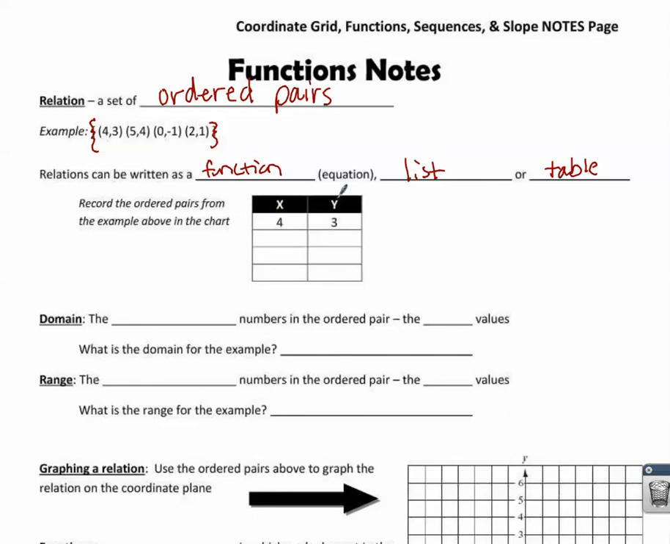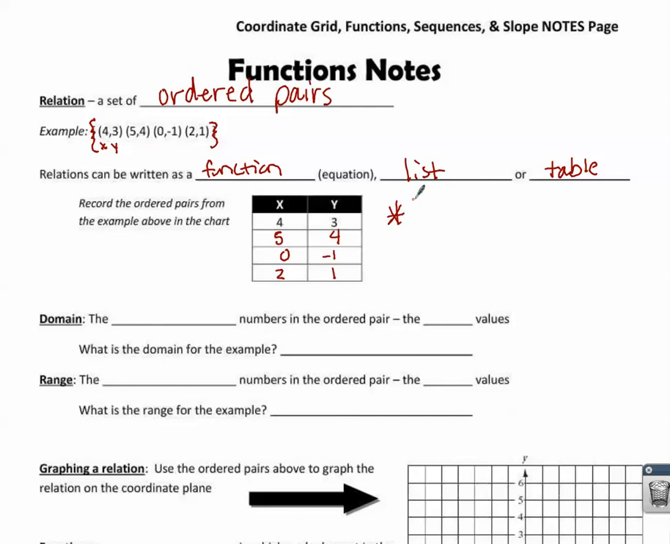For example, it's an XY table. Remember, your X comes first, then your Y. So they put 4 in the X column, 3 in the Y column. Then 5, 4, 0, -1, 2, 1. That is one way to write a relation.